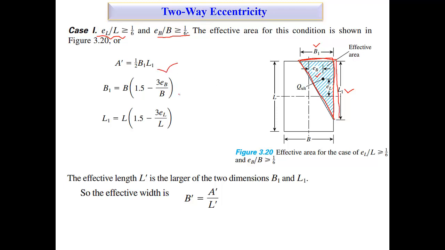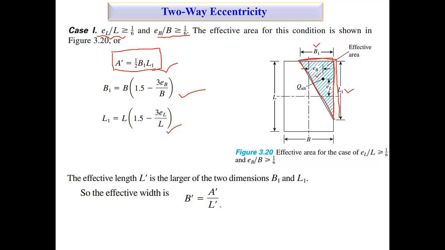So this B1 can be calculated by these equations, and this L1 can be calculated by these equations. Okay, so once you get this one, L1 you also calculate by the same formula, half into base into height. Once you get this one, A prime, you know the amount of area that is effective.